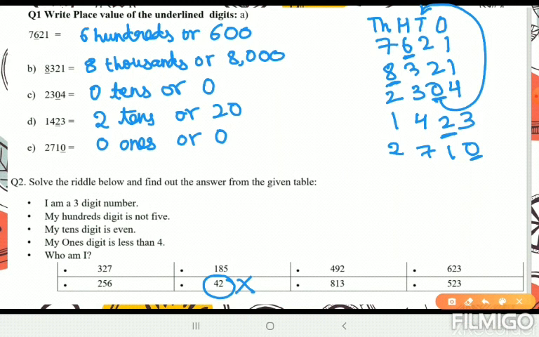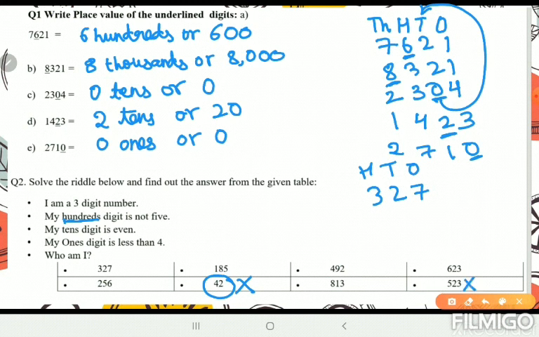Second condition says the hundreds digit is not 5. Okay, which is the hundreds place? Like 3, 2, 7: ones, tens, hundreds. This is the hundreds place. So here it is saying that the hundreds digit is not 5. Here it is not 5, so this can be. Here also it is not. Here also it is not 4. Here also it is not 5. Here also. But here the hundreds place is 5. So this cannot be your answer.